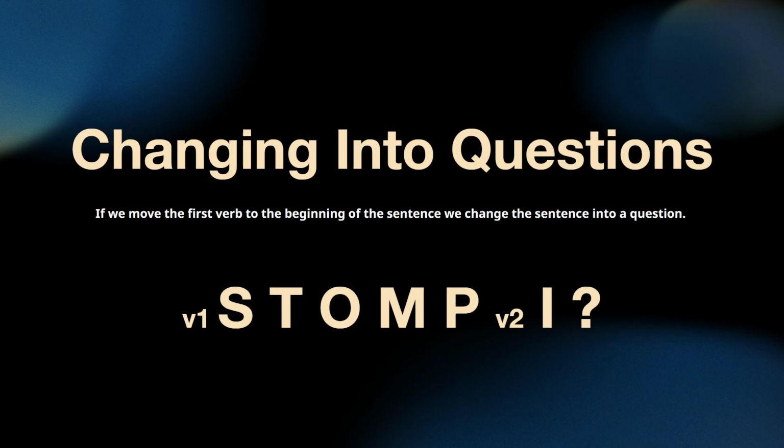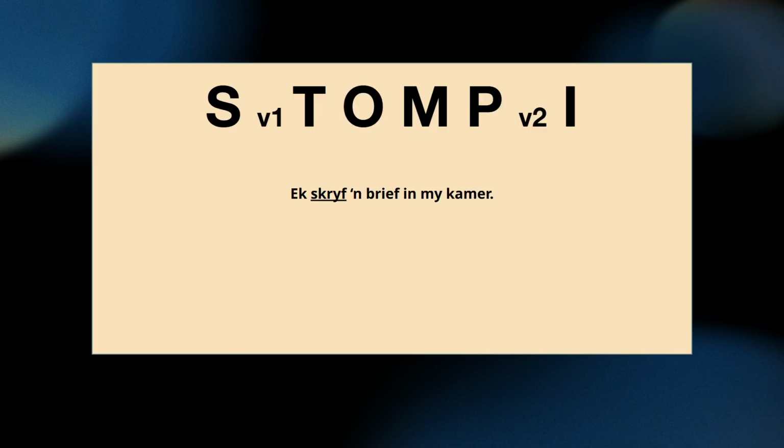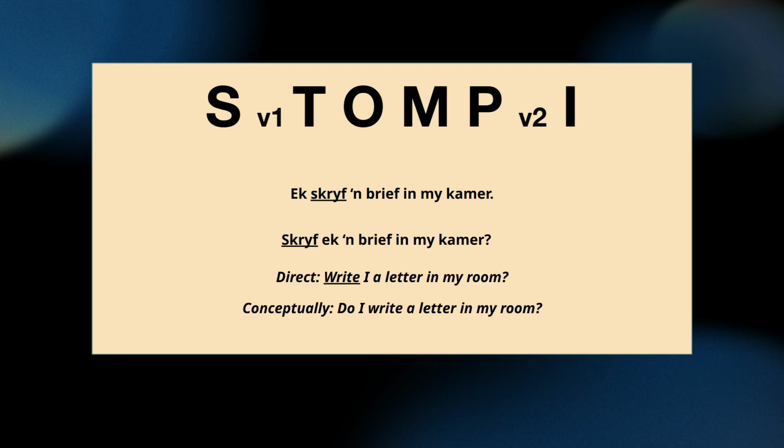Next, let's take a look at what can happen if we start our sentences with verbs. Firstly, how to change a sentence into a question. Now, this is relatively easy. We just move our verb to the front. In other words, we move our verb one position and our subject, and we swap them around. Ek skryf 'n brief in my kamer. I write a letter in my room. If I just swap my first verb position and my subject around, all of a sudden it changes into a question. Skryf ek 'n brief in my kamer? Write I a letter in my room? That's the direct translation. Conceptually, I'm asking, do I write a letter in my room?